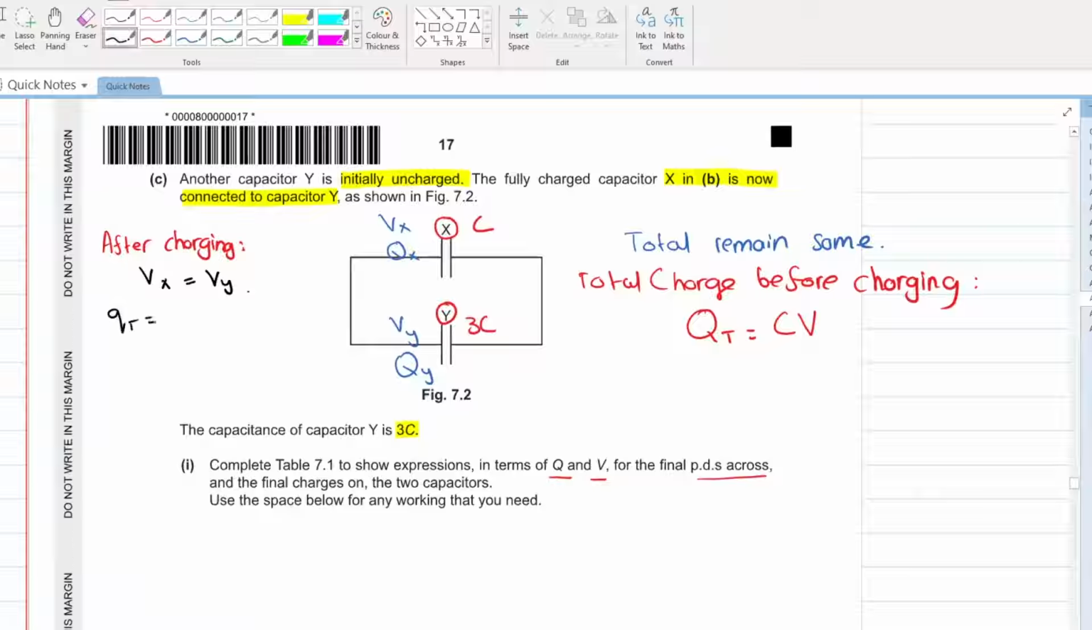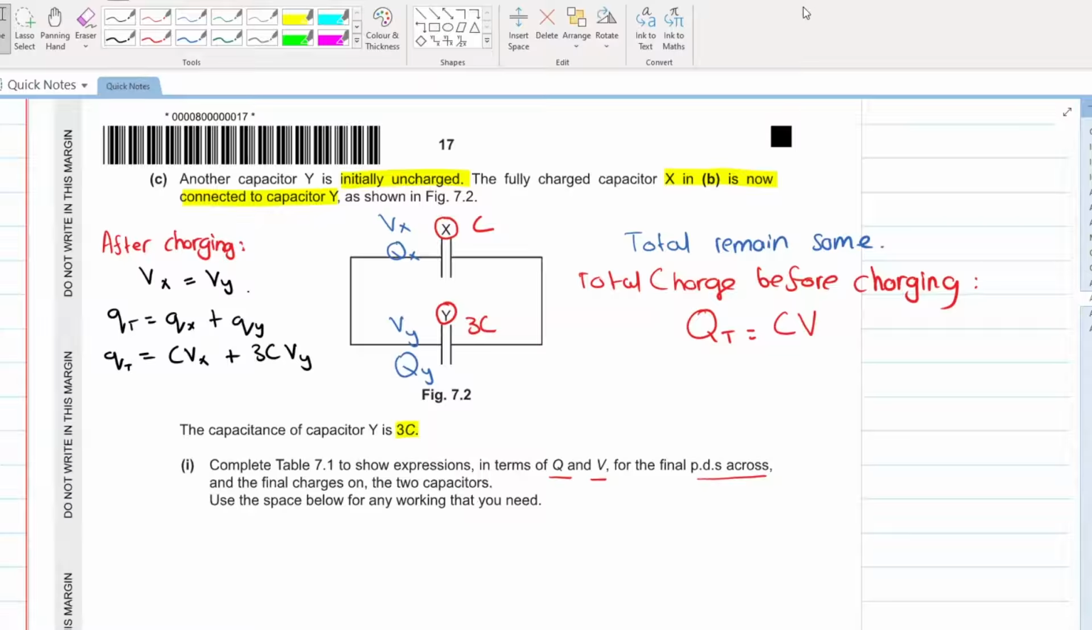Yes, total charge after charging is the charge at capacitor X plus the charge at capacitor Y. What will be the charge at capacitor X? C multiplied by the voltage at X. Plus what will be the charge at capacitor Y? 3C multiplied by the voltage at Y. Do you all agree up till now?